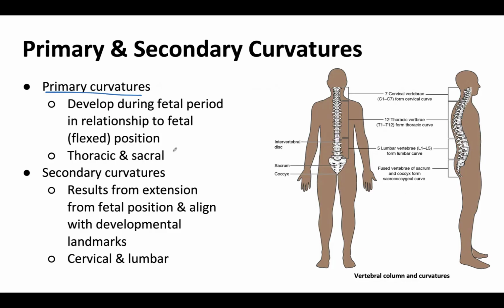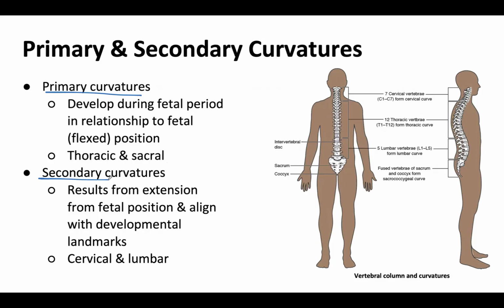With changes in function, further curvatures start to develop with time. So around 3 months after birth, an infant begins to hold its head erect. And with that, anterior convex curvature in the cervical region will start to develop. So that's why the cervical is considered a secondary curvature.